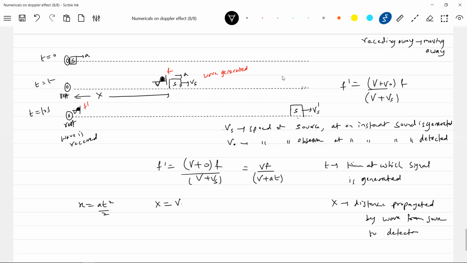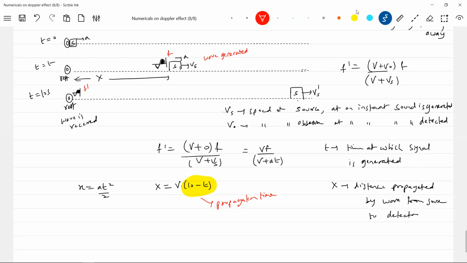So how to write that x now? Shall I write speed of sound into 10 minus t? For what time does the wave propagate? At time t it is generated, at 10 seconds it is received. So it was in propagation for 10 minus t, and into the speed gives the distance propagated. This 10 minus t is the propagation time. Agreed? Okay, now let's equate these two.